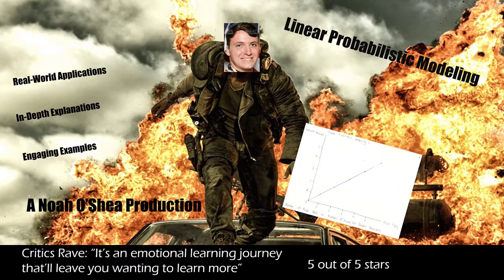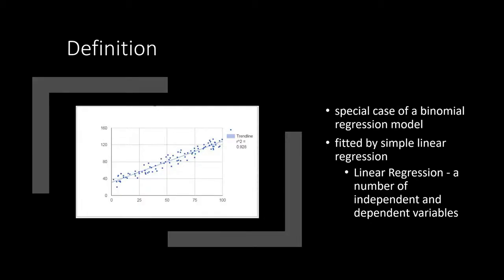In this brief video, we'll be covering the concept of the linear probability model. To begin with the definition, a linear probability model is a special case of binomial regression model. Here, the dependent variable for each observation takes values that are either 0 or 1. This model is a pretty simple one, and allows it to be fitted by simple linear regression.